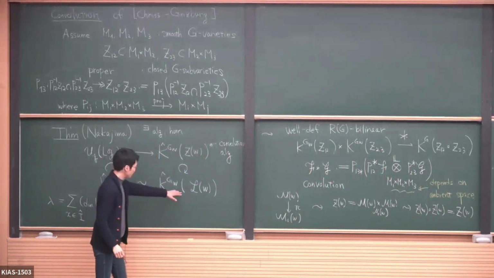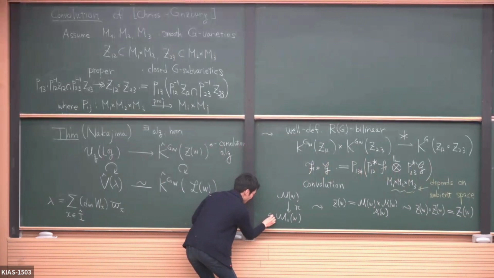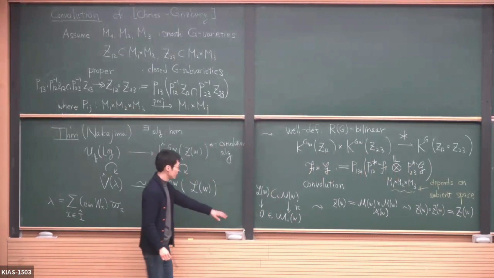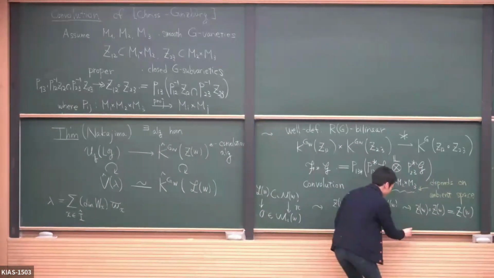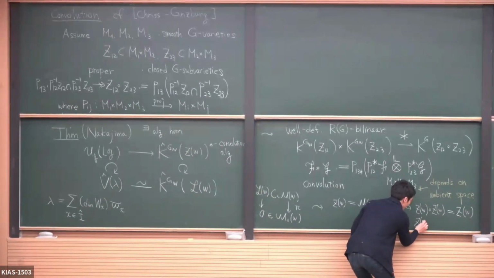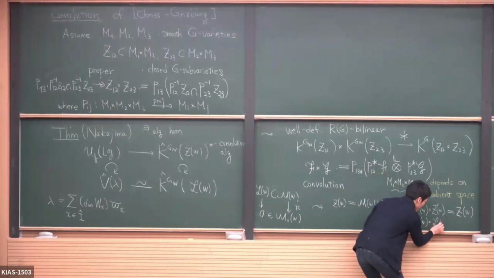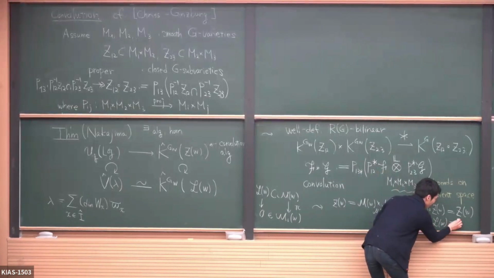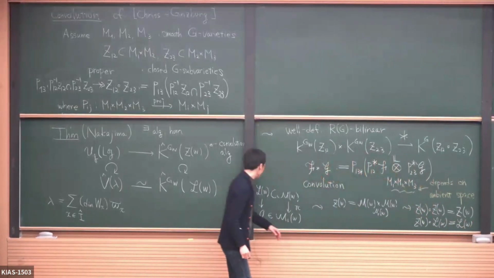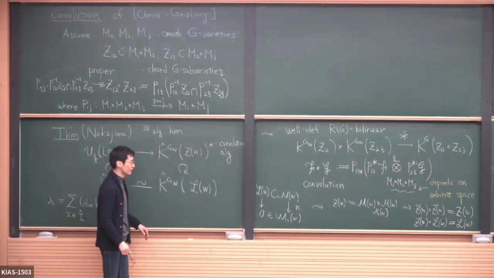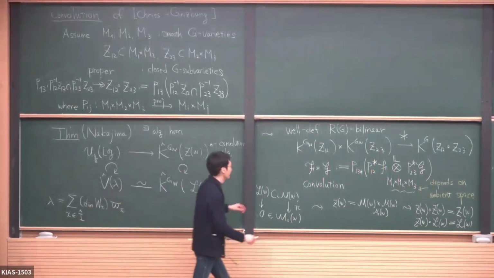And this L is defined to be the fiber of origin. And from definition, we find that the composition of ZW and LW is the same as LW. So this space is a module by convolution. Okay.